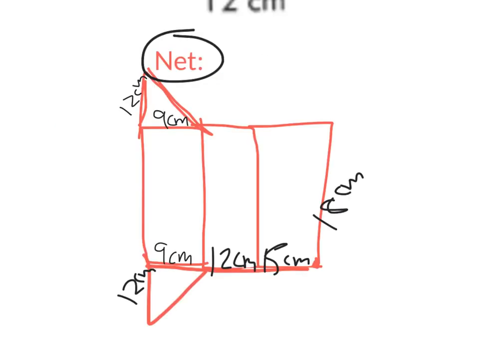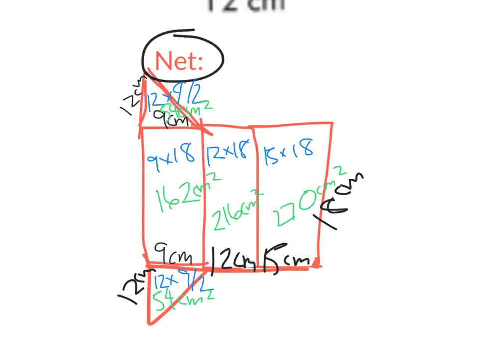So now in my net, I'm going to write my equations with my answers. So this one would be 9 times 18. This one would be 12 times 18, 15 times 18. And the triangles are a little different. This is 12 times 9, base times height, divided by 2. Again over here, 12 times 9, divided by 2. And then go ahead and find your answers. Yes, I did use a calculator for these, and you should too. So there I have them labeled. To find the answer, all I do is add them together.